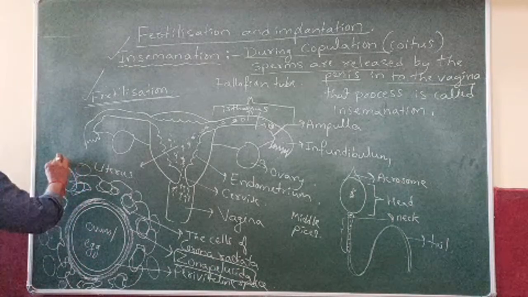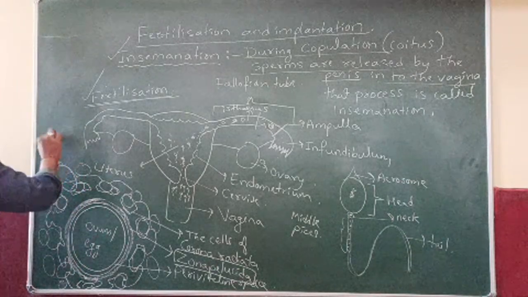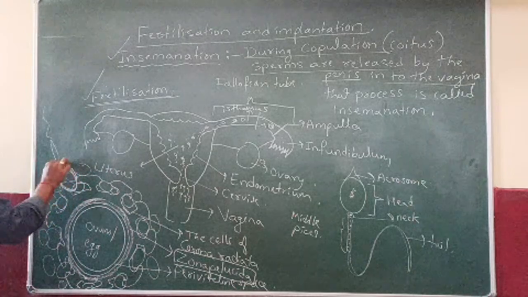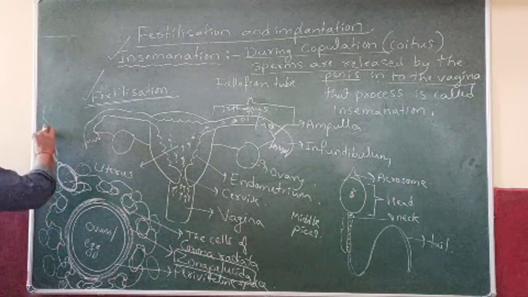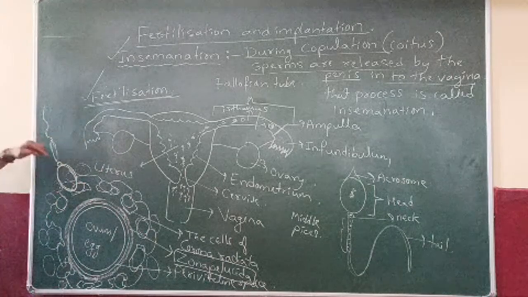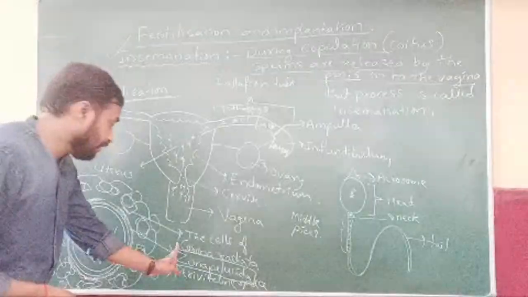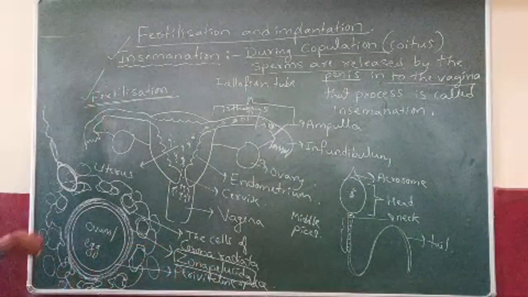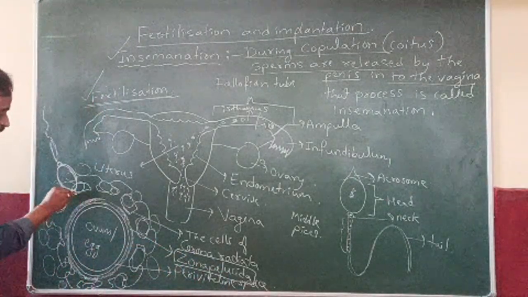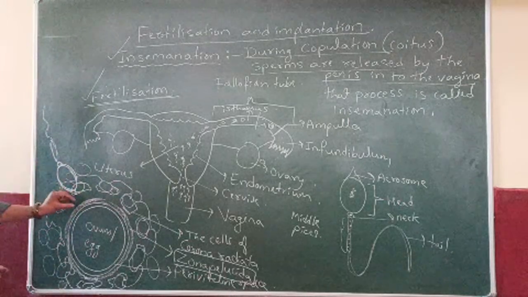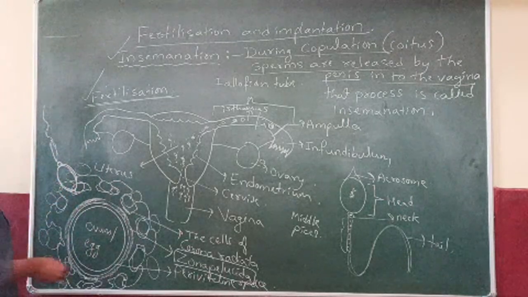See, usually this is how the sperms will reach the ovum. They need to penetrate this corona radiata. That is not a difficult task for sperms. They can easily enter into the corona radiata and they reach the zona pellucida.